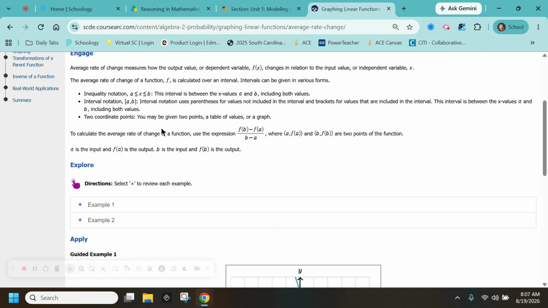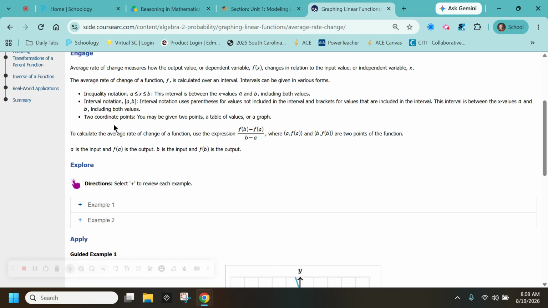Your average rate of change is calculated over an interval. So inequality notation from A to B, this is the interval between the x values. Interval notation is square bracket A, comma, B, square bracket. Interval notation, which you will see throughout this course, uses parentheses for values that are not included in the interval and brackets for values that are included in the interval. This interval is between the x values A and B, including both of those values.